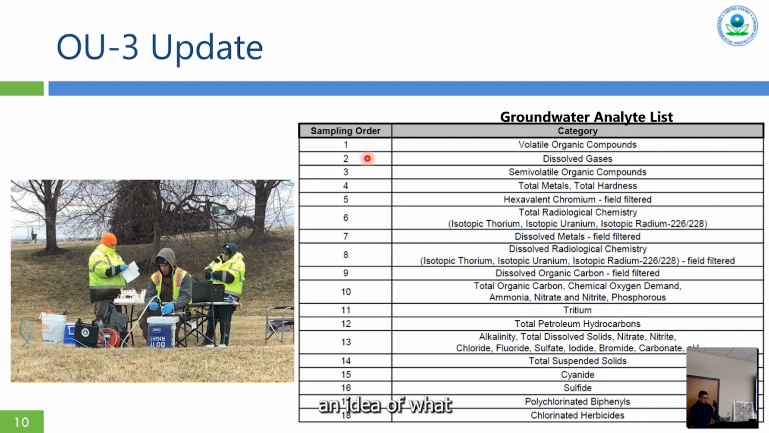Just to give you an idea of what groundwater sampling involves, there's multiple teams of multiple people, and it takes them about a month to sample all the well network. It's pretty labor intensive. And on the right in the table is a list of all the things that are analyzed for. There are 18 separate categories, and that totals something like over 300 different analytes. So a lot of data is generated with each sampling event. And it takes, like I said, a month to complete it.